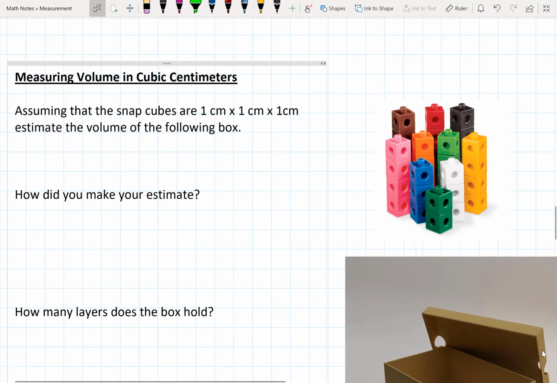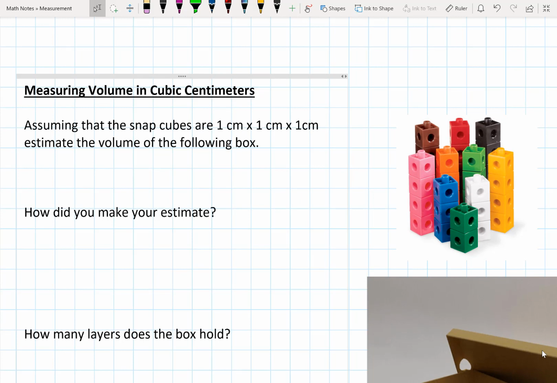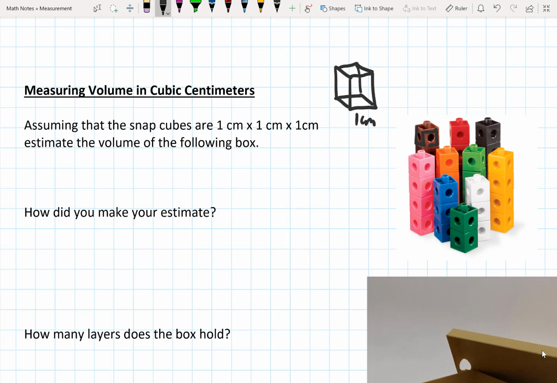So a good representation of this would be to use snap cubes. So this is a snap cube here. And what this is, it is a cube like this, which is 1 centimeter by 1 centimeter by 1 centimeter over here. So the length, the width, and the height of each of those snap cubes is 1 centimeter. So we would say that the volume of this is 1 centimeter cubed.